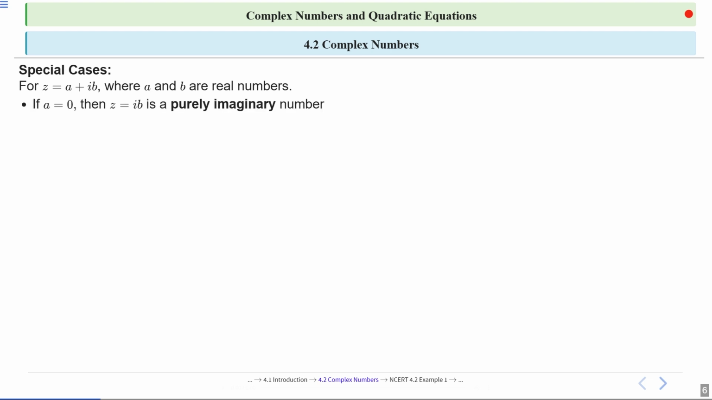Now, let's see what happens if the real part A is 0. If A is 0, then Z equal to iota times B. This means the complex number has no real part and only an imaginary part. So we call it a purely imaginary number.